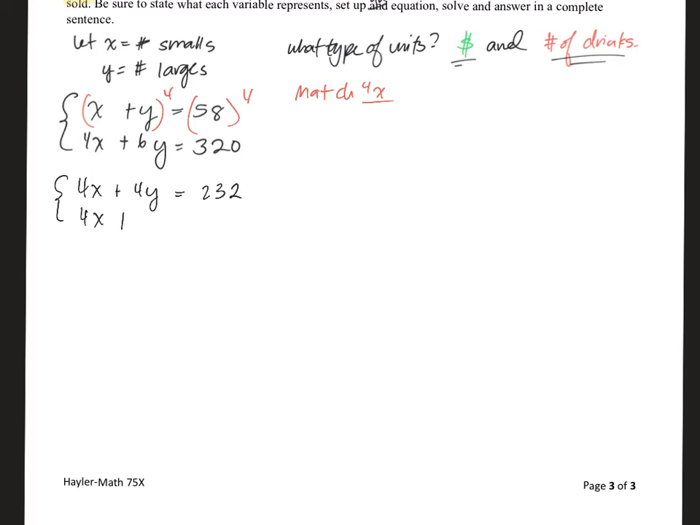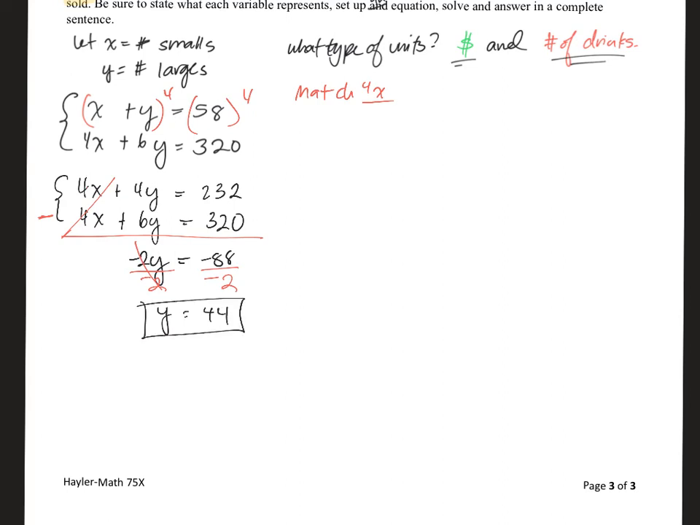If you want to pause the video and try to continue solving this by yourself and then check back in with me, go ahead. Alright, so to cancel out the x's, if I chose addition, that would be 8x, so that didn't cancel my x's. So I'm going to choose subtraction. So 4x minus 4x is gone. 4y minus 6y is negative 2y, equals 232 minus 320, which is negative 88. We have almost solved for y. Let's divide by negative 2, divide by negative 2. So we'll get y equals 44.